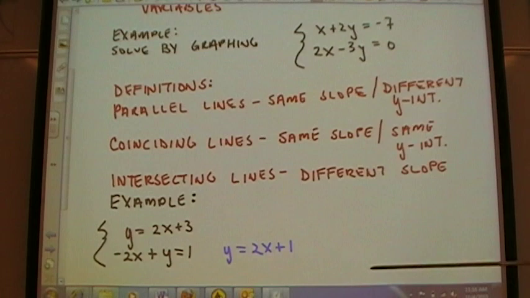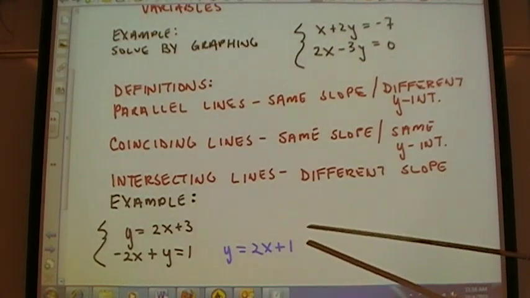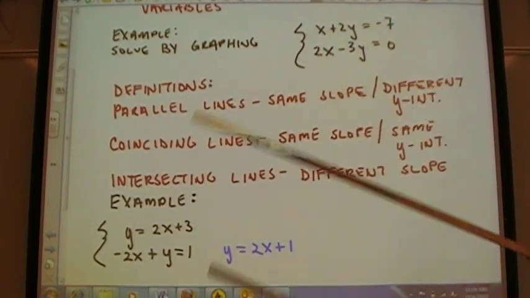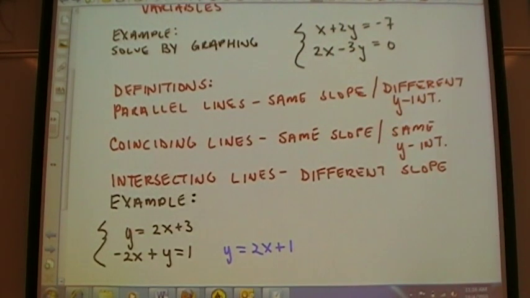What do we have here? Two lines with the same slope, different y-intercept. So that had to be parallel lines. So what's your solution? No solution. So if I asked you to classify it, you would say parallel lines. If I asked you to solve it, you would say no solution.